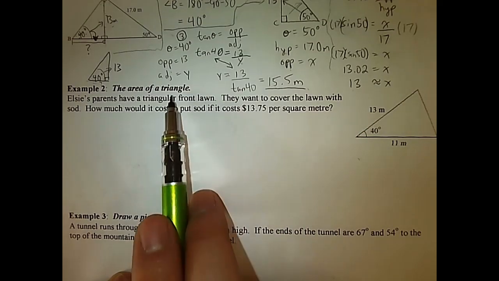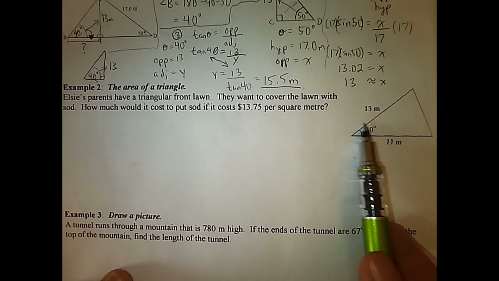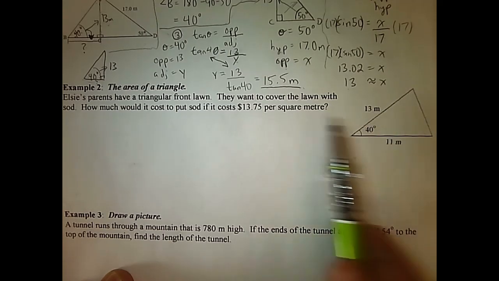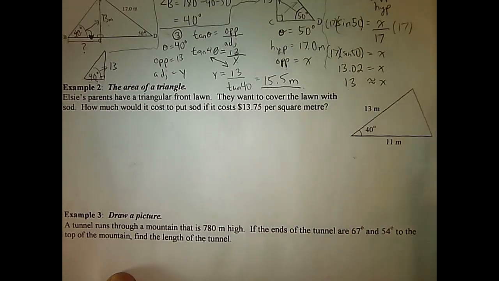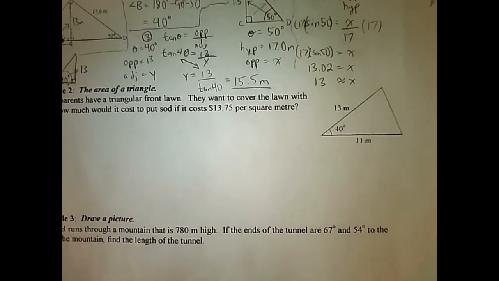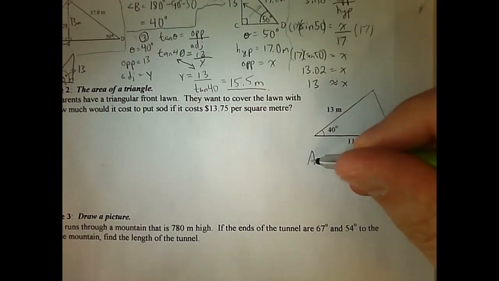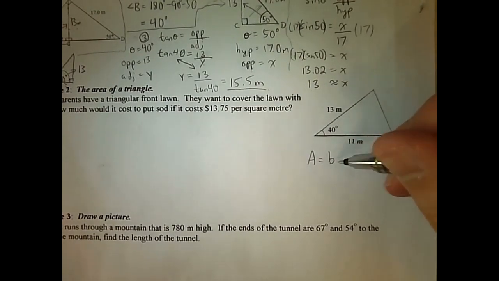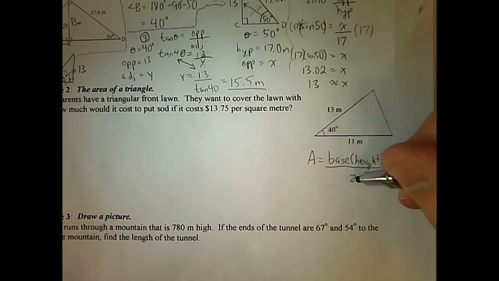So this is really an area question. If I know the area of the lawn, I can get that area, multiply by the price, and I would get the cost to fill up this lawn. But first I need to find the area of this triangle. So how can I do that? So think back to our area of a triangle equation. Area of a triangle is equal to the base times the height divided by 2.